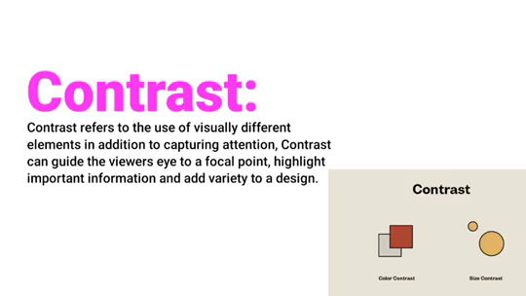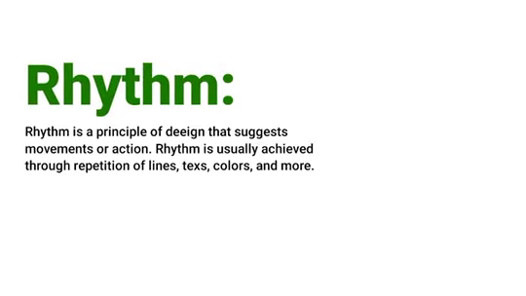Let's say it's a yellow color, then the other can be a blue color. So that's what we call contrast. The next is rhythm. Rhythm is a principle of design that suggests movement or action. Rhythm is usually achieved through repetition of lines, shapes, colors, and even more.